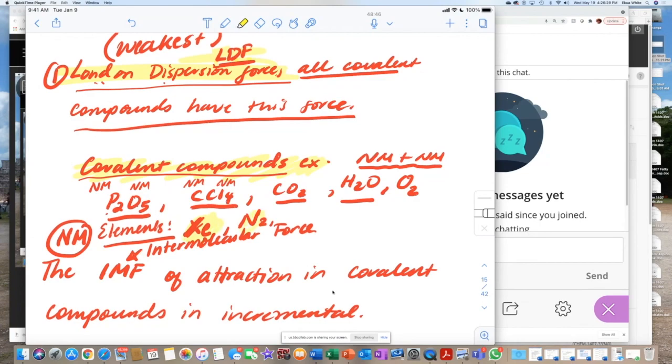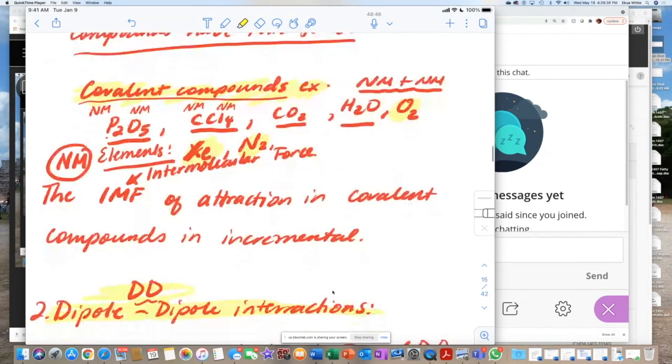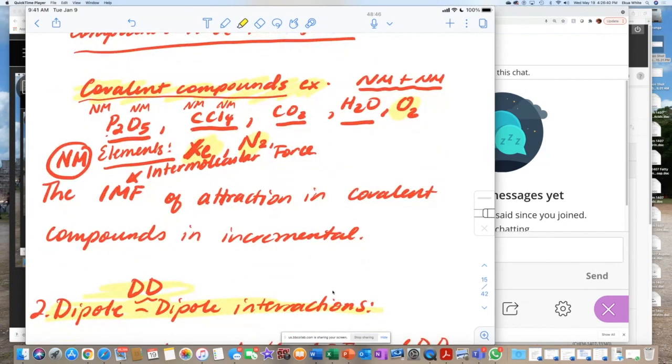The elements are xenon, group 8 elements, nitrogen, oxygen. So essentially, these elements also have London dispersion force as their only force of attraction. So then we're moving on to the other ones, and we're told here that the intermolecular force of attraction in a covalent compound is incremental, meaning that there's a prerequisite force before we have other forces.